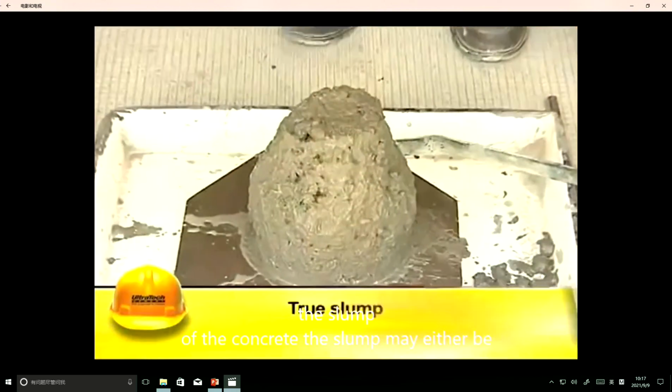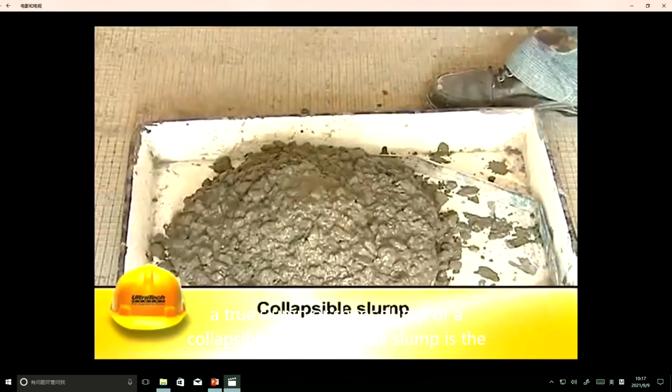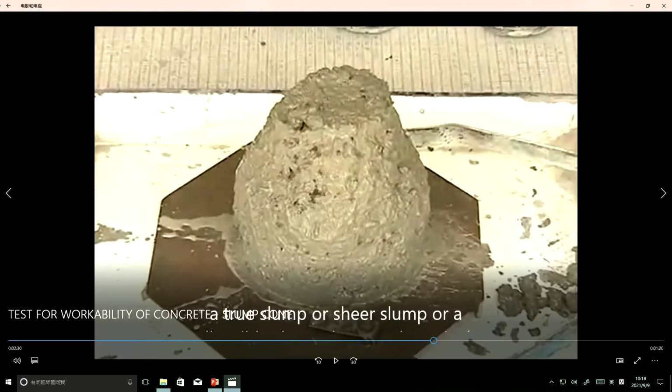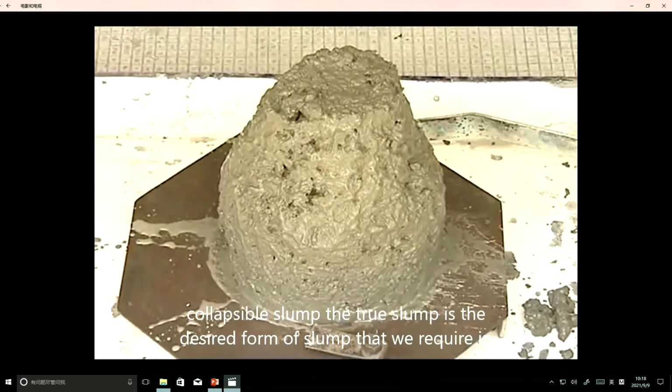The slump may either be a true slump, a shear slump, or a collapsible slump. The true slump is the desired form of slump that we require.